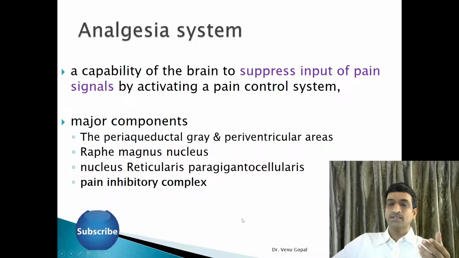Analgesic system, as the name implies, this is a pain suppressing system. It is a special capability of the brain to suppress input pain signals by activating pain control system. What does it mean by pain control system? Pain control system has the major components. You can see 1, 2, 3. These 3 are present in the brain, whereas the 4th one is in the spinal cord. The first one is periaqueductal gray as well as periventricular areas of the brain. Then raphe magnus nucleus. Then nucleus reticularis paragigantocellularis, a long name, which is also in the brainstem. Then pain inhibitory complex, which is also involved in gate control theory of pain.